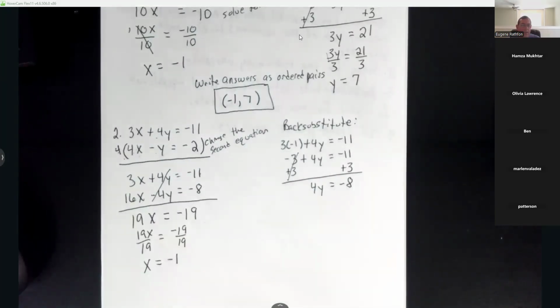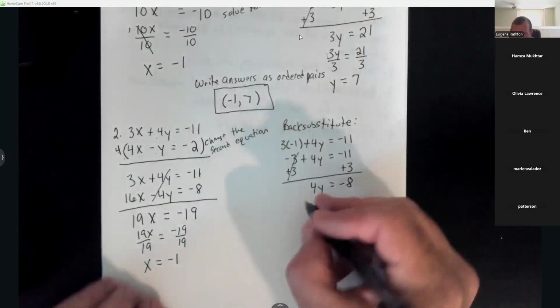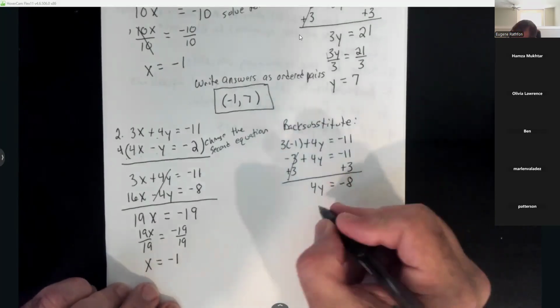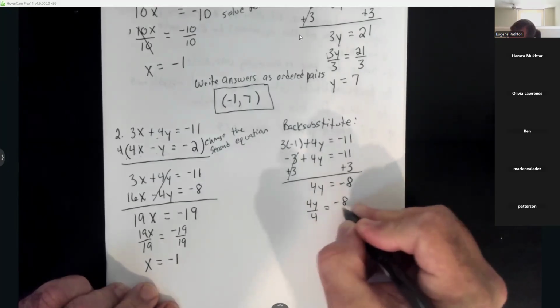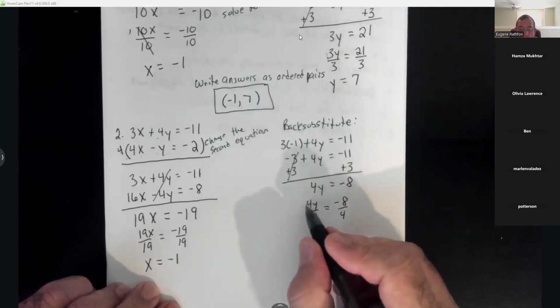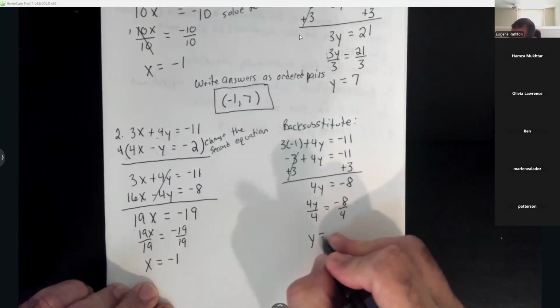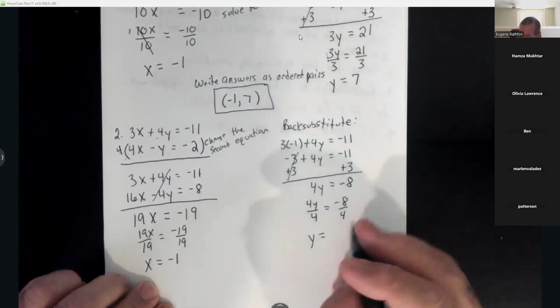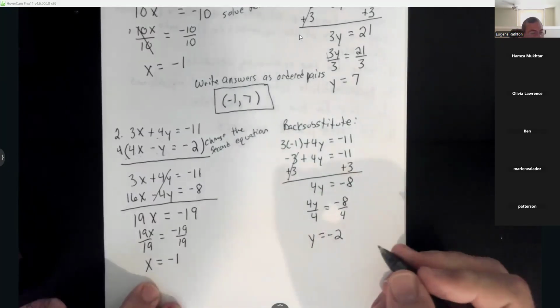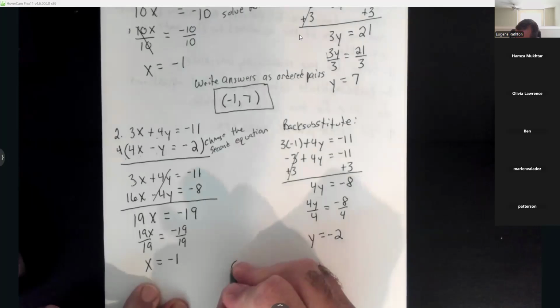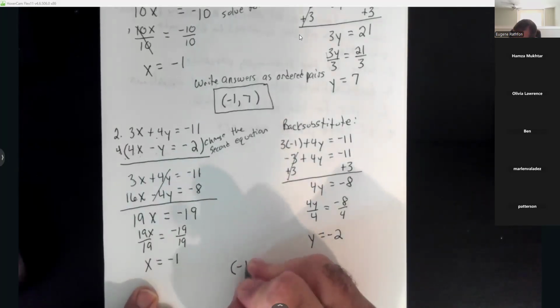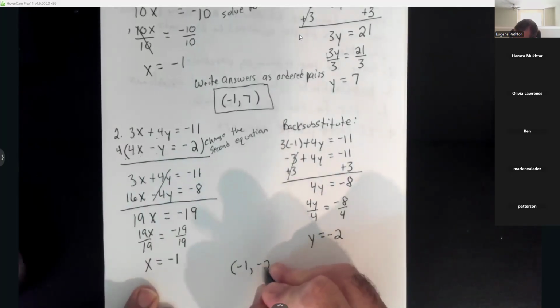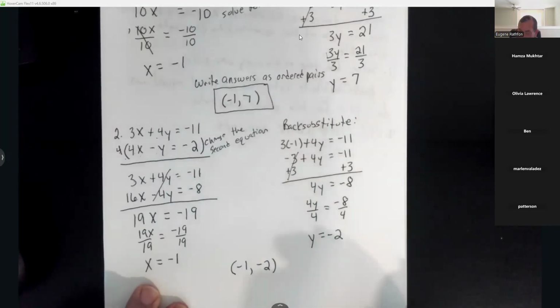You know, that step again is usually dividing. So I'm going to divide both sides by 4. So 4 divided by 4 gives me 1y. Negative 8 divided by 4 gives me negative 2. And Jada, you got it in the right notation because we got to keep it in them parentheses. So good job. That would be a negative 1, comma negative 2.